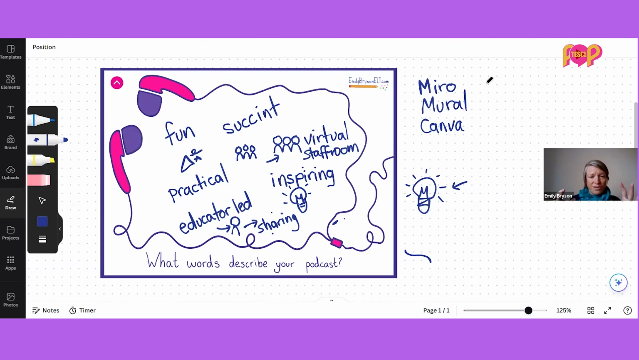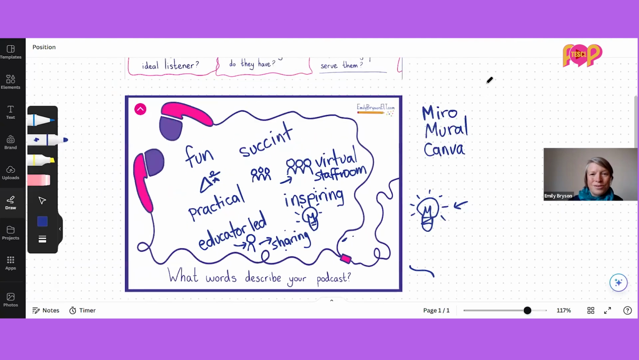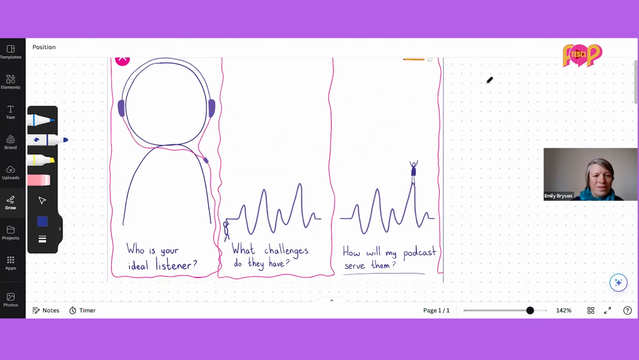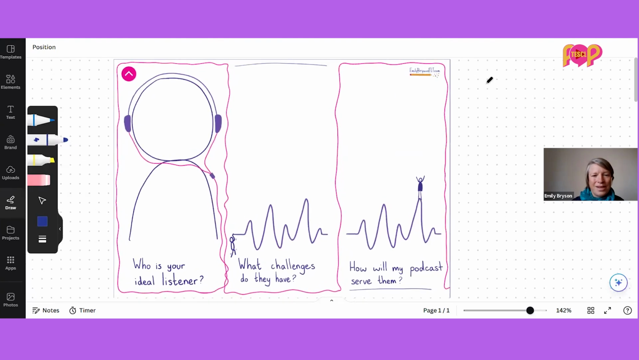So this would just be for this particular template: what words would you describe? And then they could move on to the other template, the who is your ideal listener template. What challenges do they have? How will my podcast serve them? And again, ask them to add their ideas. Who is the ideal listener?